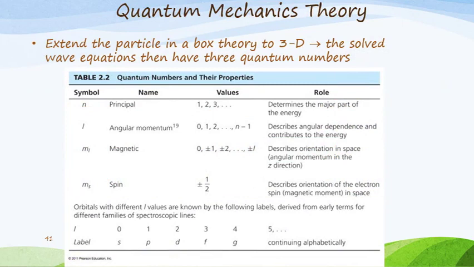And if we extend the quantum mechanical theory to the particle in the box, and we are not only looking at the particle in the box in one dimension, but we move it to 3 dimensions, the solved wave equations can then have 3 quantum numbers, which you are familiar with. So n will be the principal quantum number, L is the angular momentum, ML is the magnetic quantum number, MS is the spin quantum number, and I want you to go and refresh your memory on quantum numbers so that you know how they relate to the orbitals.